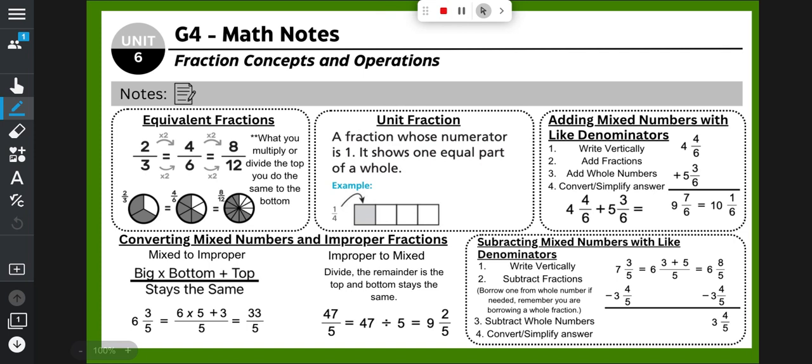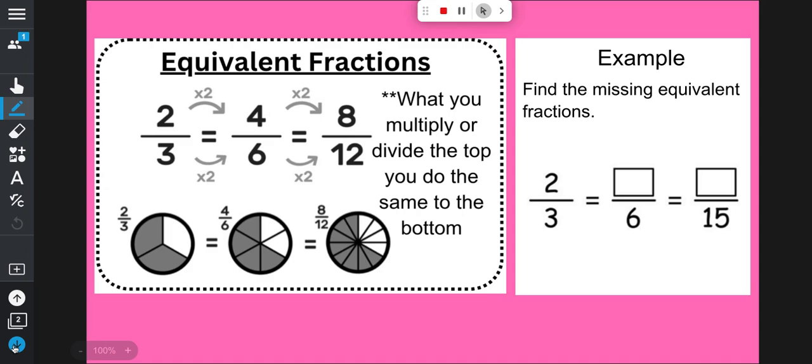Please have your note sheet available and a notebook to take some extra notes and to try some extra practice problems. Here we go. The first thing we're going to talk about is equivalent fractions.